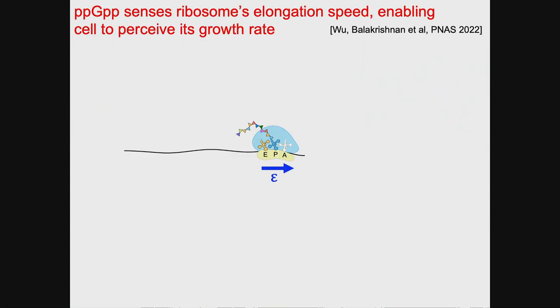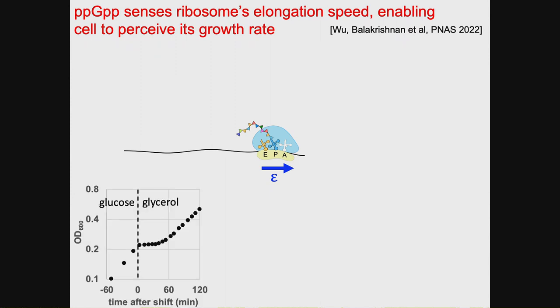So we did this study, and the upshot is that actually ppGpp senses the elongation speed of the ribosome. I'll just briefly walk you through this to see what the strategy is. We have some data, and with some imagination, there's a picture that suggests how the cell might be sensing it. Here's an experiment, a typical diauxic shift. You're growing on glucose, the glucose runs out, and it switches to glycerol.